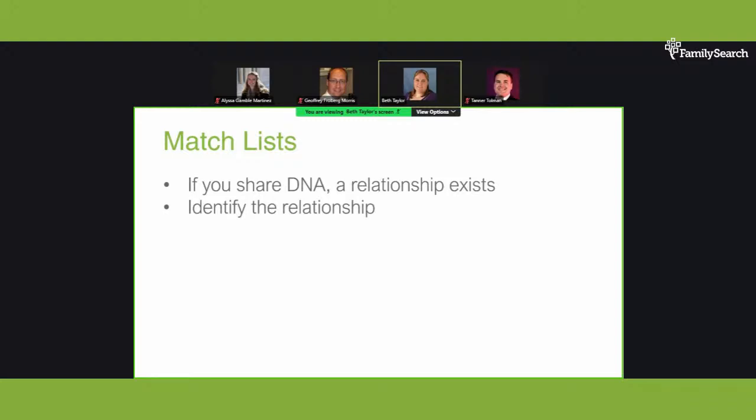So you want to identify the relationship. And the way we identify the relationship is going, again, back to more traditional paper trail research. You can compare your family trees. If they don't have a good family tree out there, you can send them a message and try to collaborate with people. That doesn't always work.